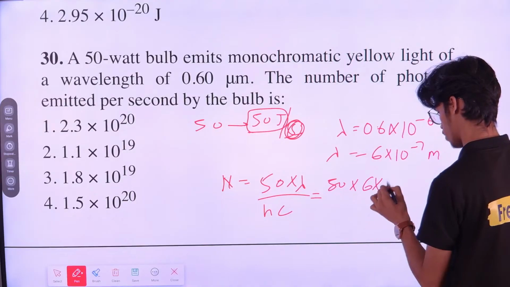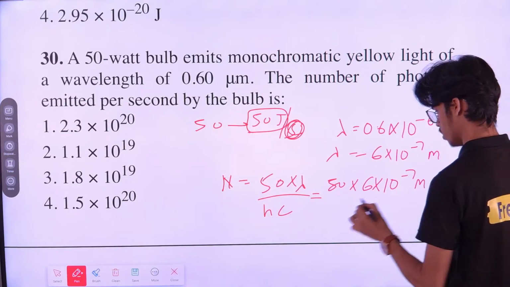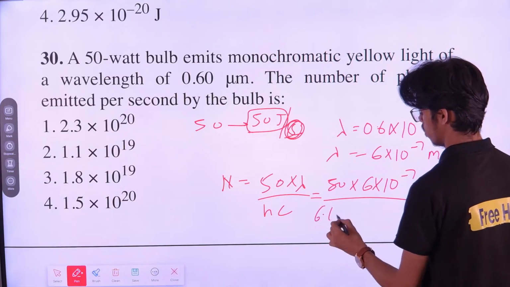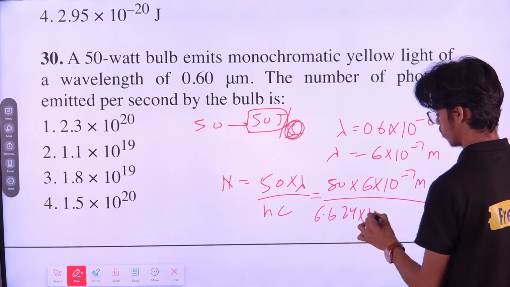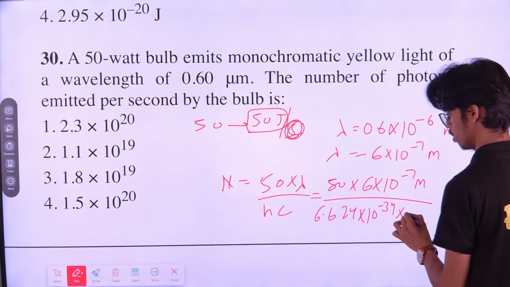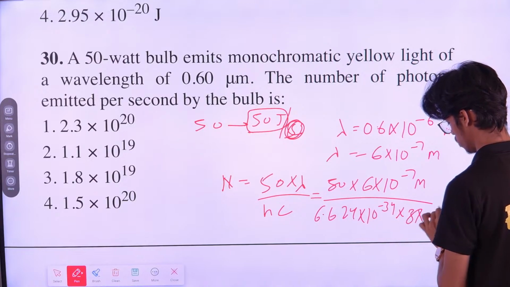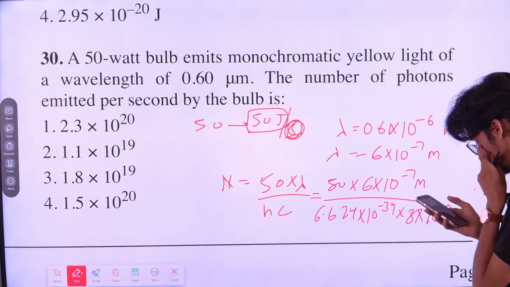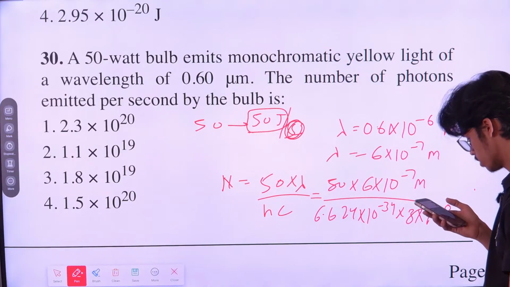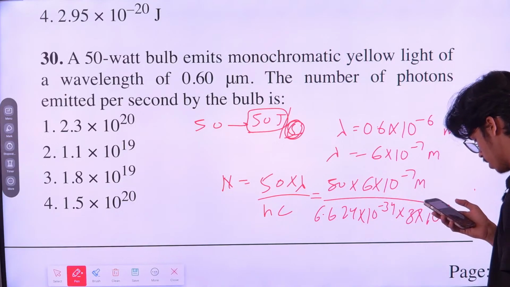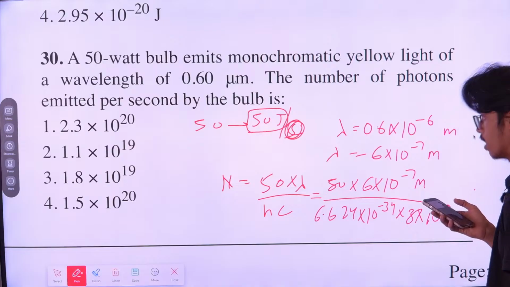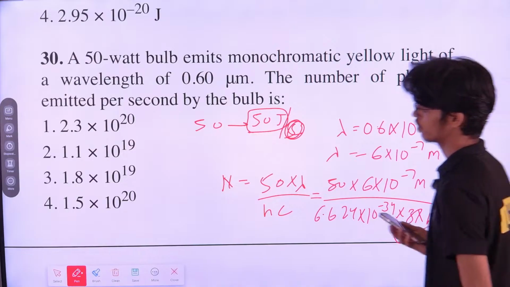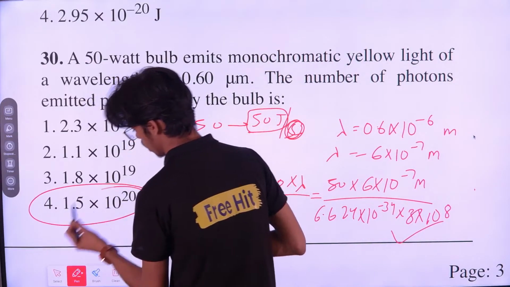Lambda is 6 into 10 to the power minus 7 meter. And h is 6.624 into 10 to the power minus 34, and c is 3 into 10 to the power 8. Solve this thing. Option number 4. Kanishka is the first one to answer option number 4, and Priyajyoti, your answer is also option number 4. And by the way, if you solve this out, you will get option number 4 as the right answer.